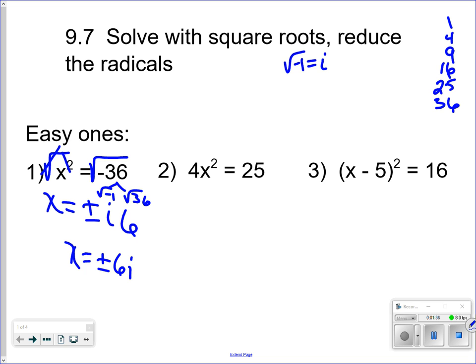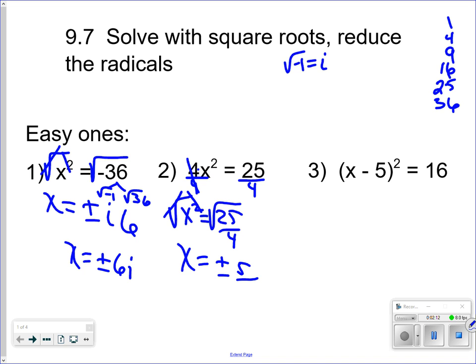We need to get rid of the 4. Remember, hiding in there is a times sign. So the first thing we're going to do is divide by 4 on both sides. X squared equals 25 over 4. Leave that as a fraction. Don't reduce, because both 25 and 4 are on your perfect square list. Square root, cancel, cancel, x equals, every time, plus and minus, and then 25 comes from 5, 4 comes from 2.